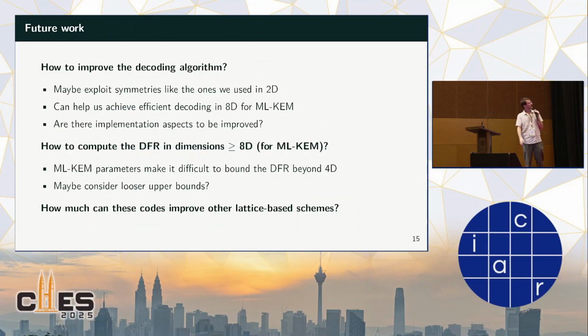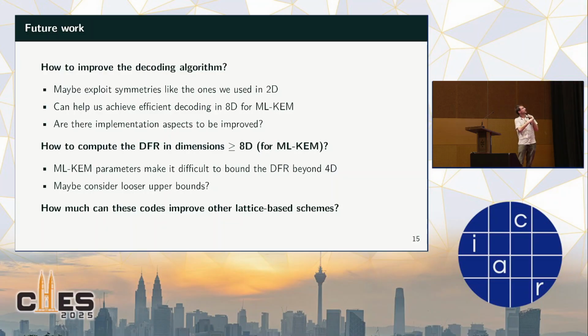Okay, so for future work, one thing to consider is how to improve the decoding algorithm, which is the main problem. If we want to go to 8D or higher dimensions, we need a better decoding algorithm because the exponential part is not very attractive. And for that, we can maybe exploit symmetries like the ones that are used in 2D decoding. I think that there are some symmetries. I found them, but it's very difficult to exploit them. But I'm confident that someone smarter than me in that part can possibly have some ideas.